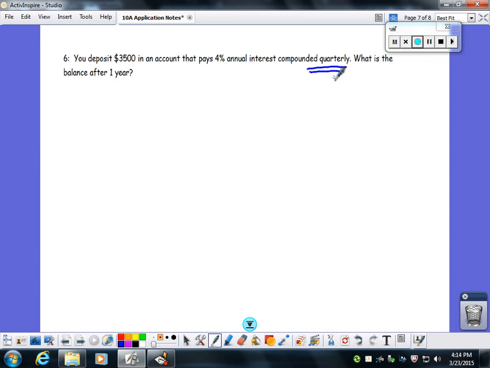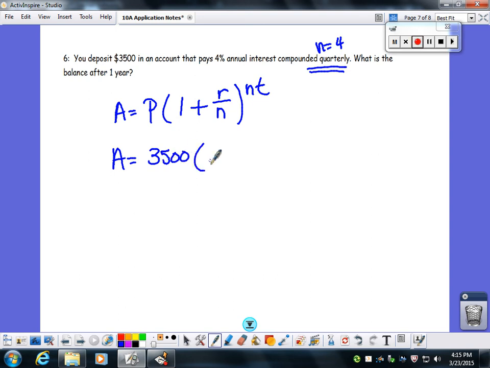It doesn't say compounded continuously. It has to say compounded continuously to use PERT. So that means our N here is 4 because we're compounding quarterly. So we're going to use this formula. If we have an N, we need the formula with the N in it. All right, plugging and chugging time. So A is equal to our principal times 1 plus our rate. Here again, change it to a decimal. Over N, 4, to the N T, and we're after 1 year, so T is 1.